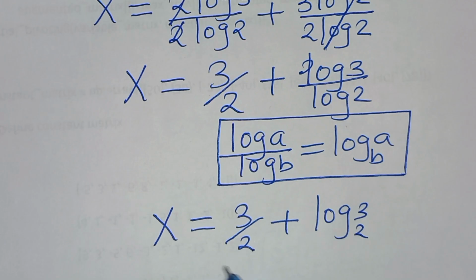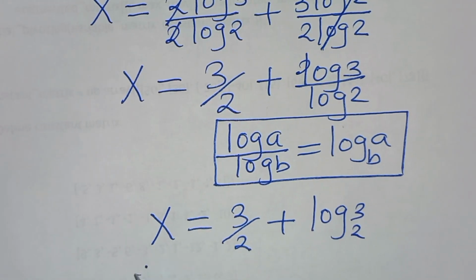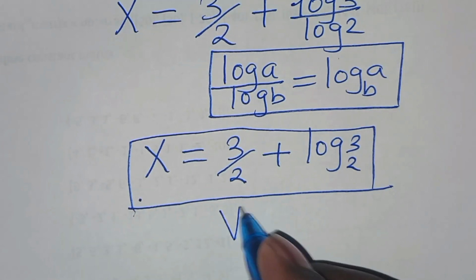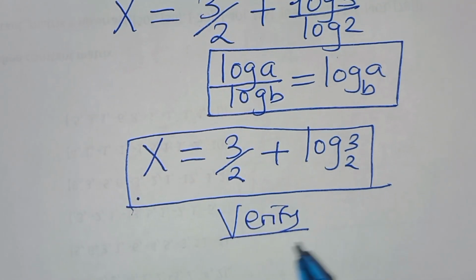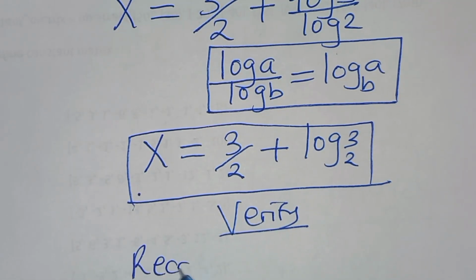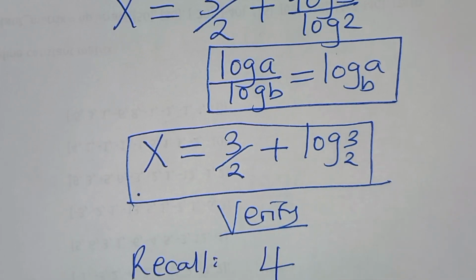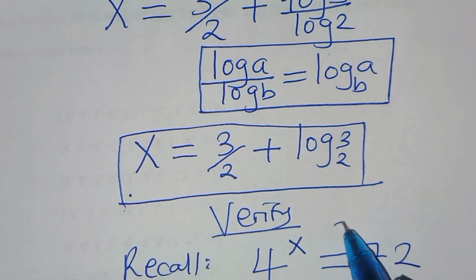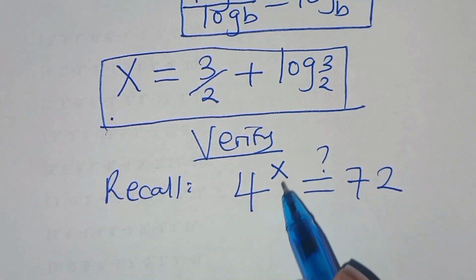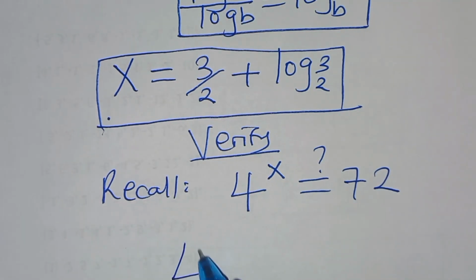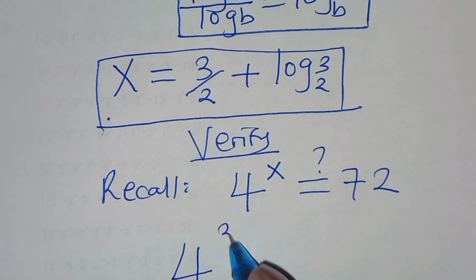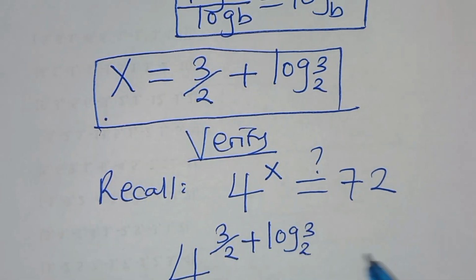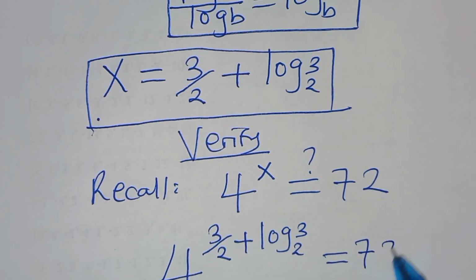Let's verify that this value of x actually satisfies the equation. If you recall, we entered 4 to power x, which is supposed to give us a value of 72. Let's substitute the value of x, so that here we have 4 to power 3 over 2 plus log 3 to base 2. This is supposed to give us a value of 72.